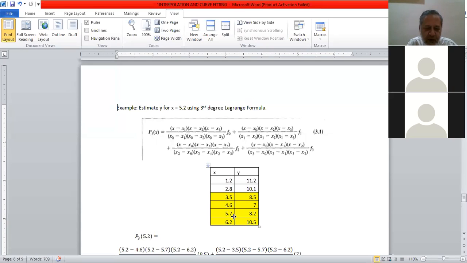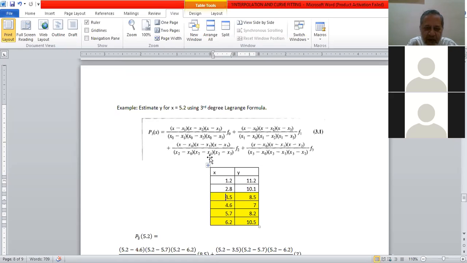What 4 points should we use? I've discussed that, and we'll discuss it again in the demonstrating examples today. So to estimate a value of y for x equal to 5.2, 5.2 lies here. So we select 2 points above and 2 points below and work out this problem. Now, in this problem, 3.5 will be x0, 4.6 will be x1, and 8.5 will be taken as y0 or f0. This has f0, f1, f2, and f3.